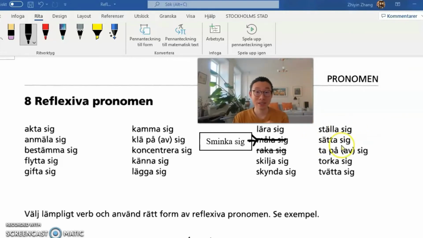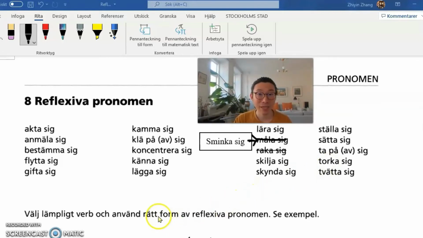Okay, vi har sätta sig, to sit. Ta på sig, take on something. It's also another word to wear. Torka sig, to dry or to clean. It depends on the situation. Sometimes you can say, jag behöver torka av mina händer. I need to dry my hands or clean my hands actually. But sometimes it means to dry. So dry or clean depending on the situation. Tvätta sig, to clean yourself. It means to take a shower, for example, or to wash your hands.